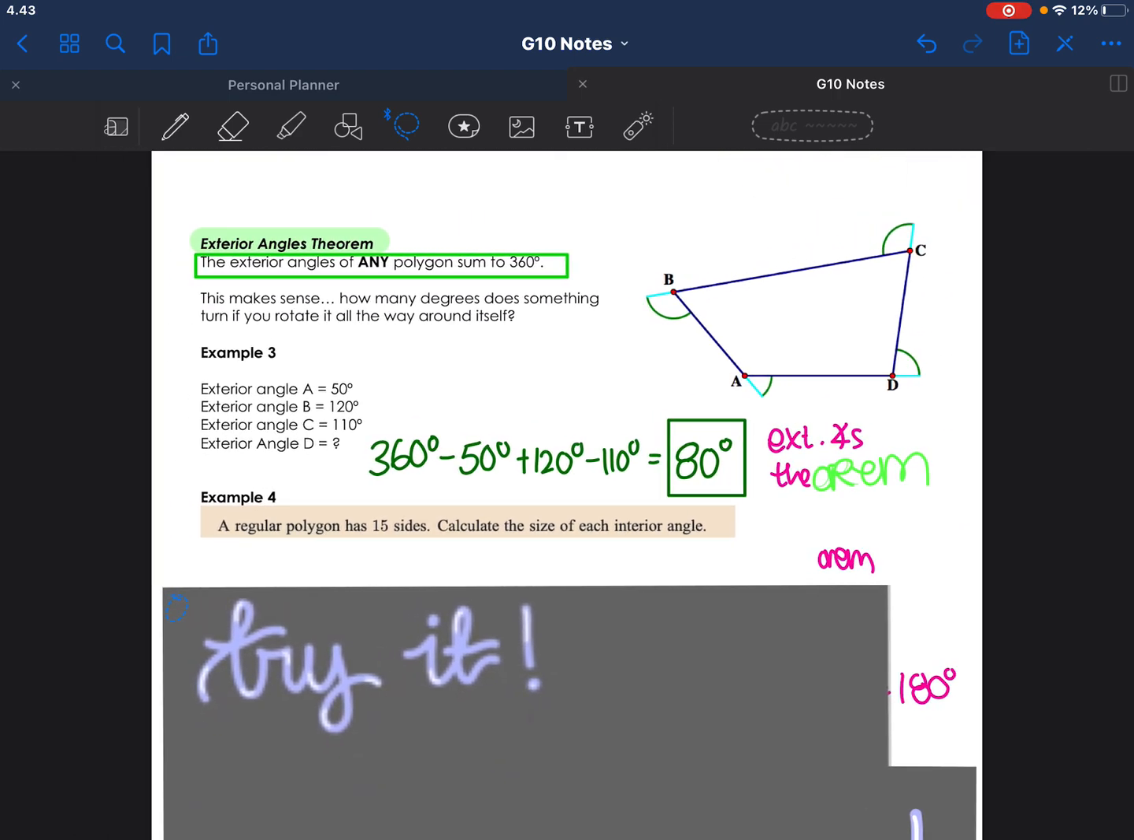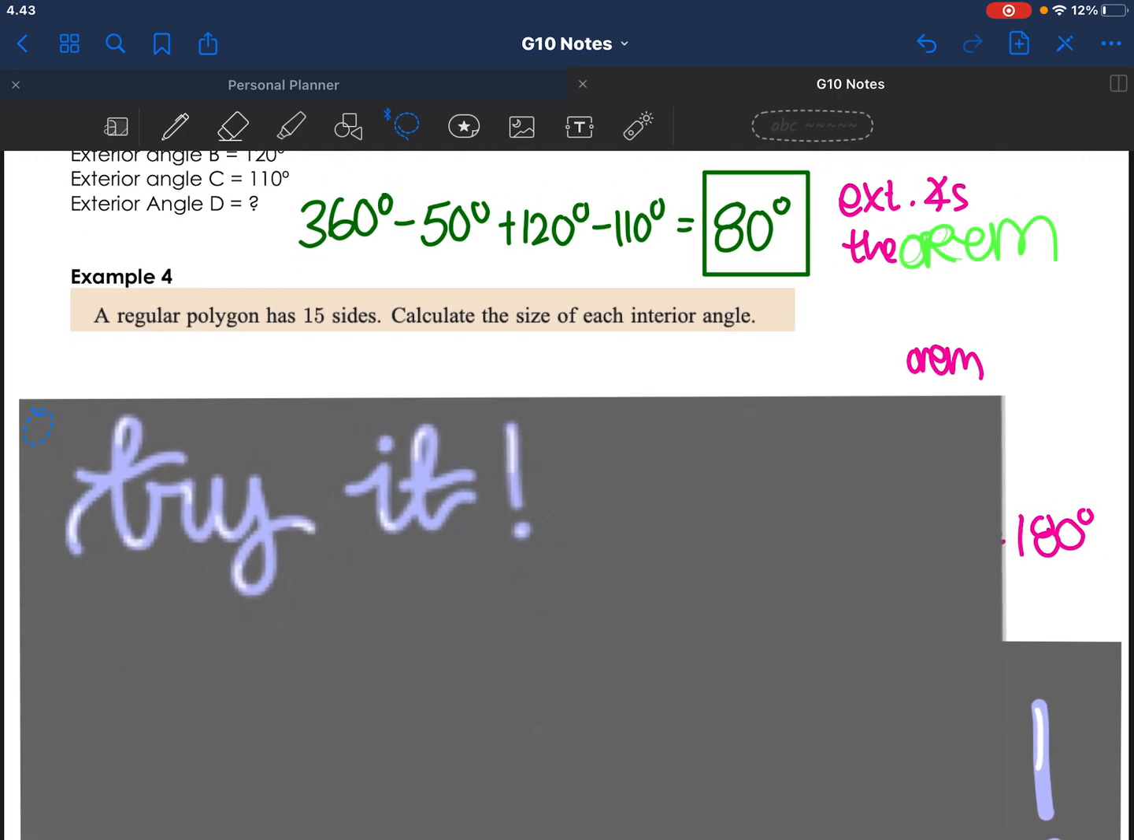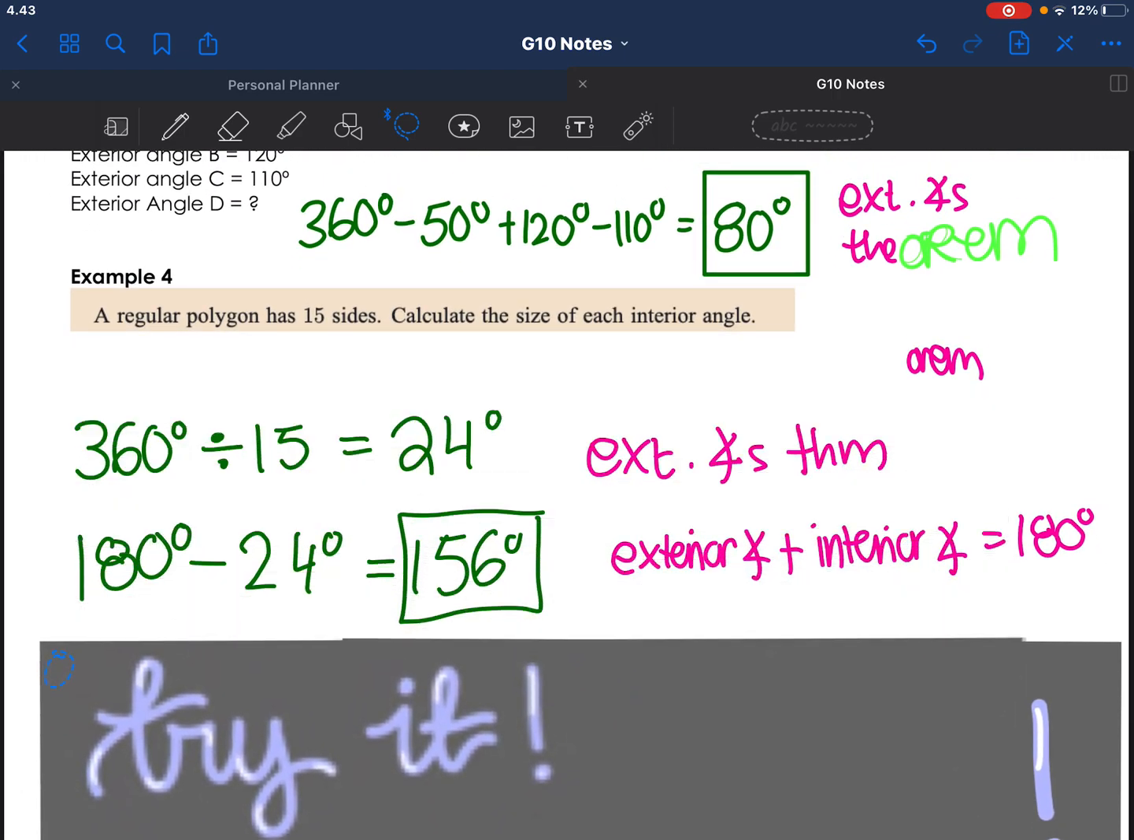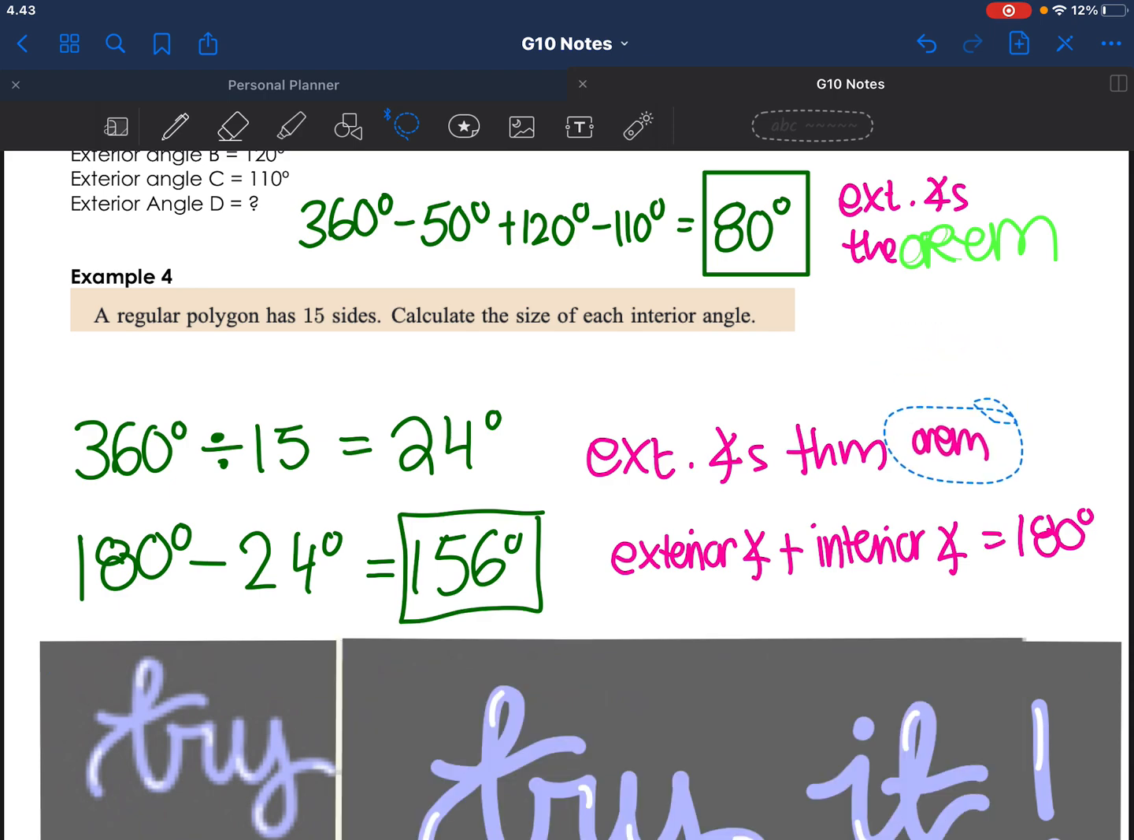So try that out on your own. Okay, so you might want to do this first. 360 degrees divided by 15. Okay, wait a minute. We're finding interior. Why are we doing exterior angles theorem though? Good question. Because of this. So once you know the exterior angle, you can find the interior, right?